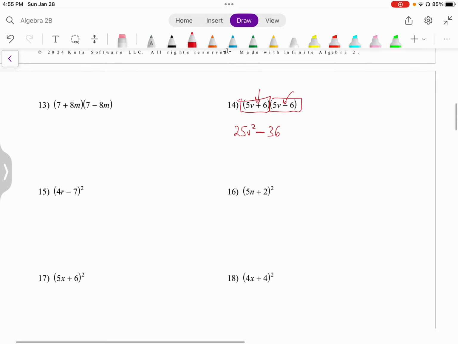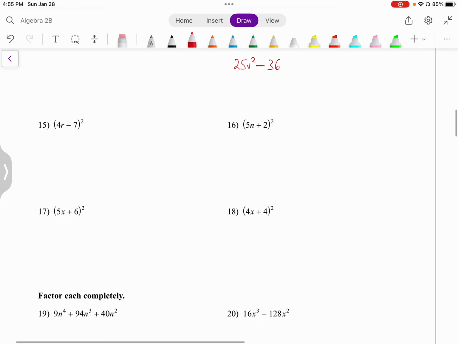A different group of type of question here, for 15 through 18, we'll look at 16, is when we just take a binomial and square it. It does not equal this squared plus this squared. Do not put that as your answer because squared means you multiply it by itself. So that's 5n plus 2 times 5n plus 2.